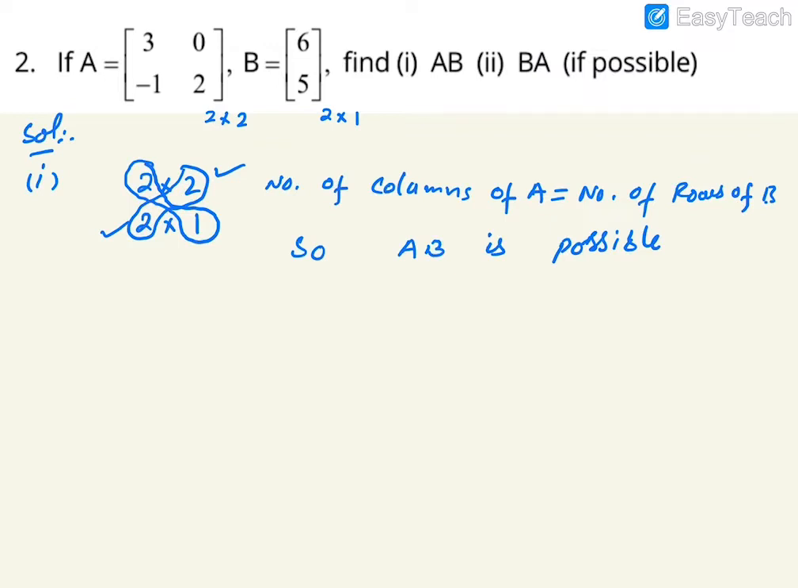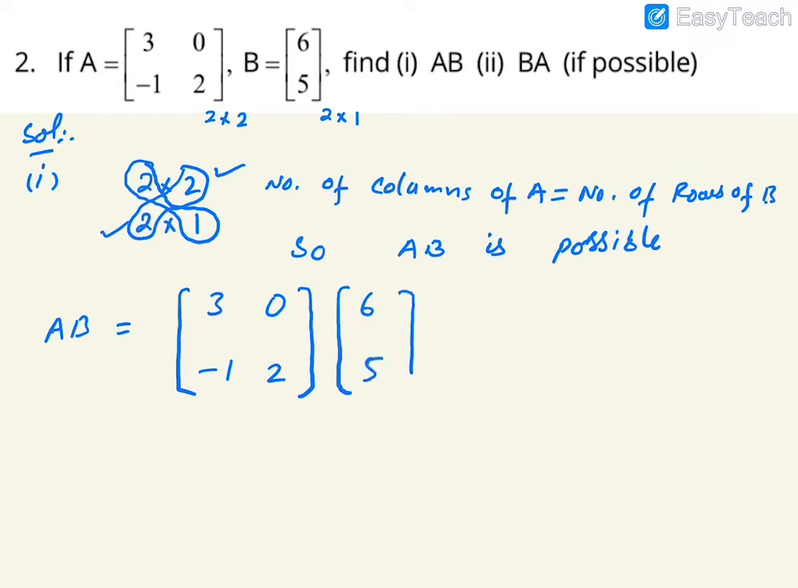So now we will find AB. First write matrix A, [3 0; -1 2], and then multiply with B. Write the matrix B, [6; 5]. Now how will you multiply? This row will multiply with this column, the first column.